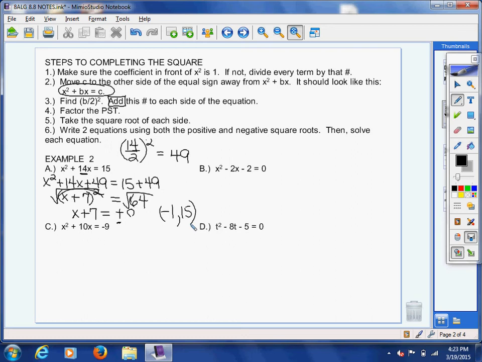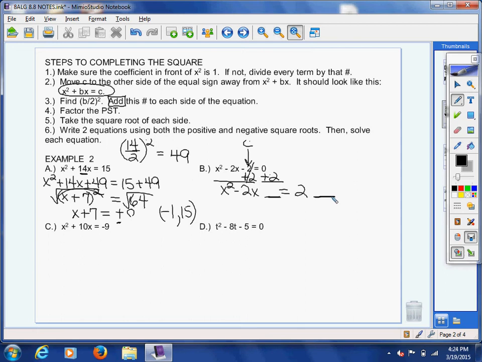Step 2, we need to move the c. C is right here. Okay, we need to move that to the other side. So to undo subtraction, I'm going to add 2 to each side. Very good. Okay. Now notice I left a little bit of space here, okay, because we're going to be calculating the number to add to each side of the equation.